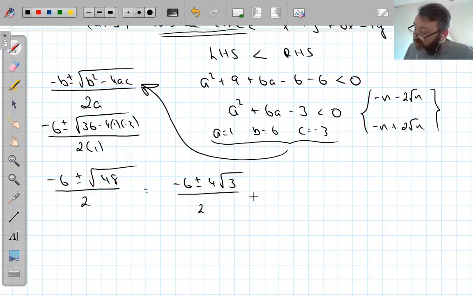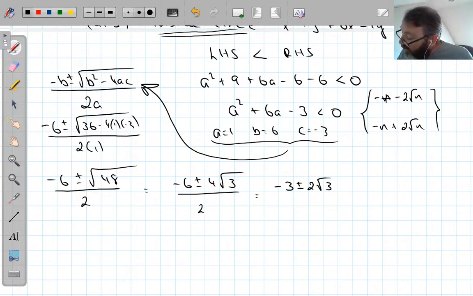Now, what's that going to give me? Well, first of all, divide 2 into both numbers. 2 into minus 6 goes minus 3 times, plus or minus 2 into 4 goes twice, root 3. And look what happens. Aren't they the same answers? You see that? They're exactly the same.